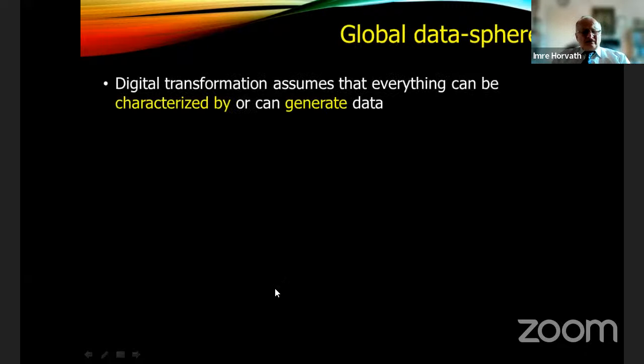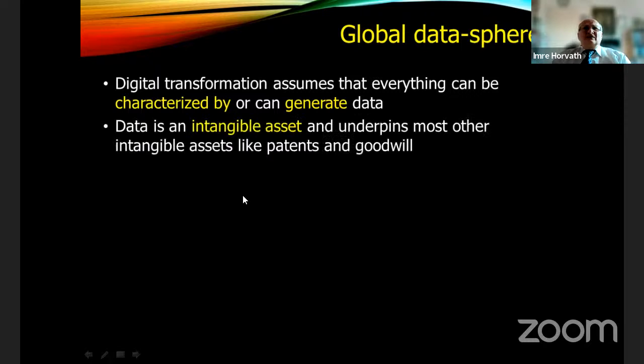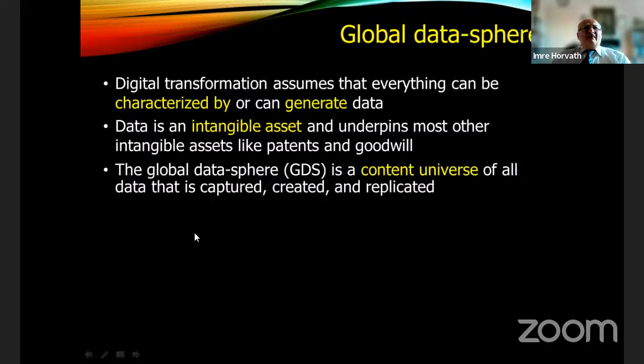What we are going towards is the so-called global data sphere. Digital communication assumes that everything can be characterized by and can generate data, and this is the very reason for going to the global data sphere. Data is an intangible asset and underpins most intangible assets like patents and goodwill as well. The global data sphere is a content universe of all data that is captured, created, and replicated.